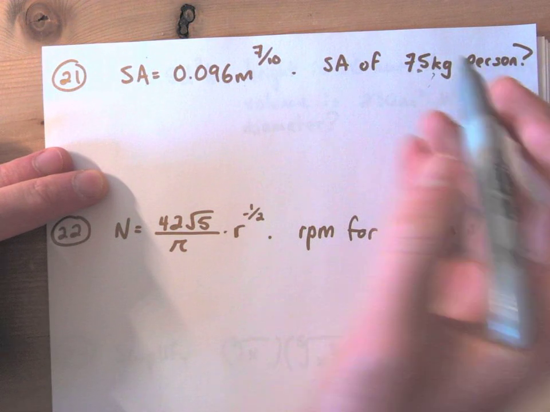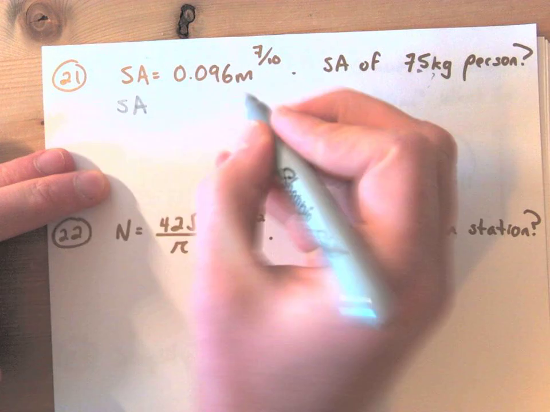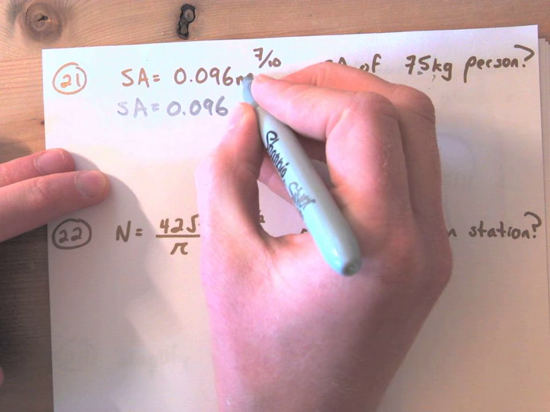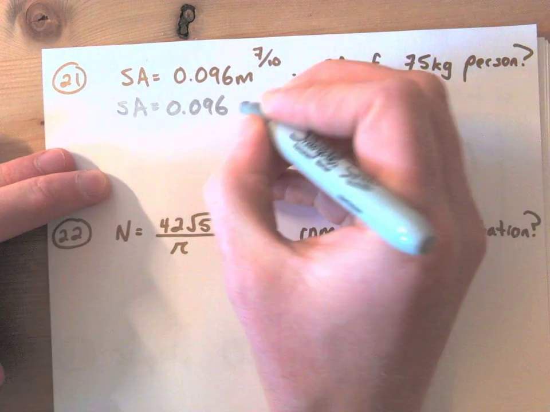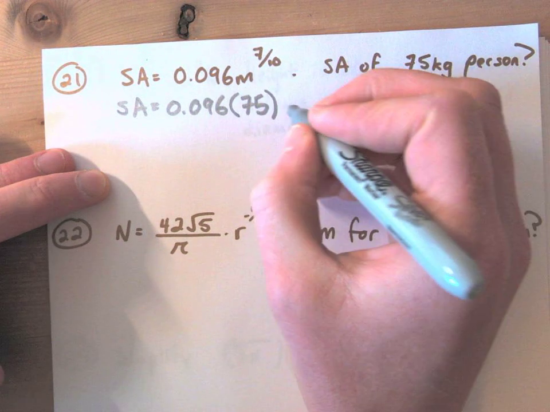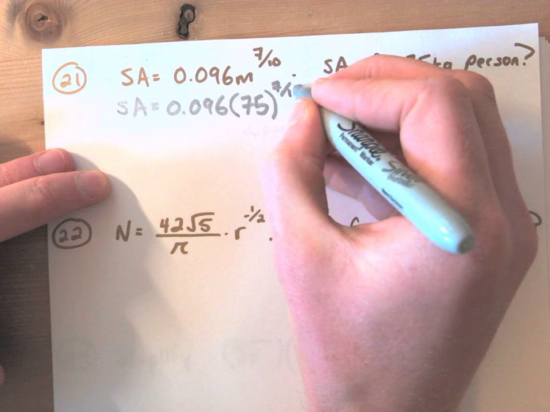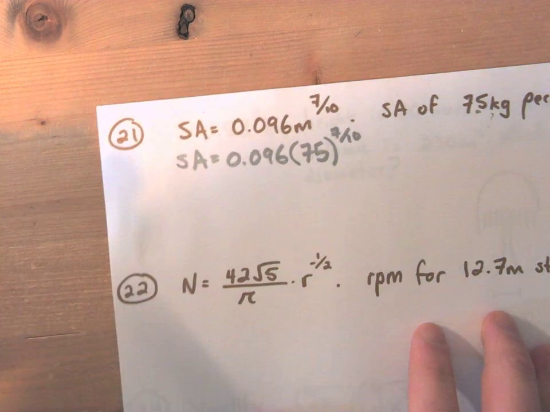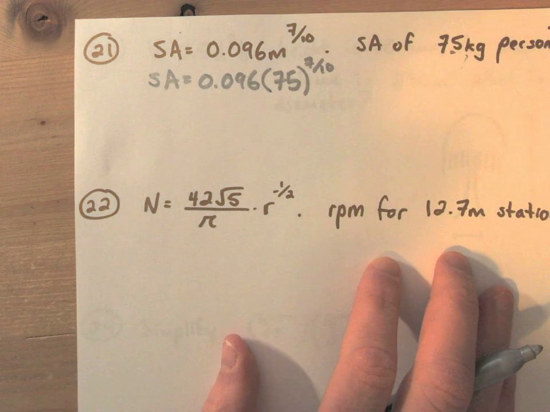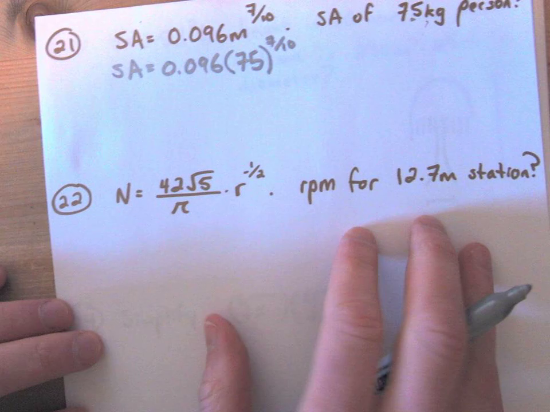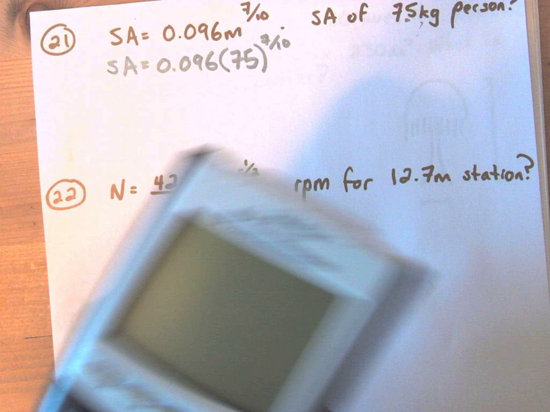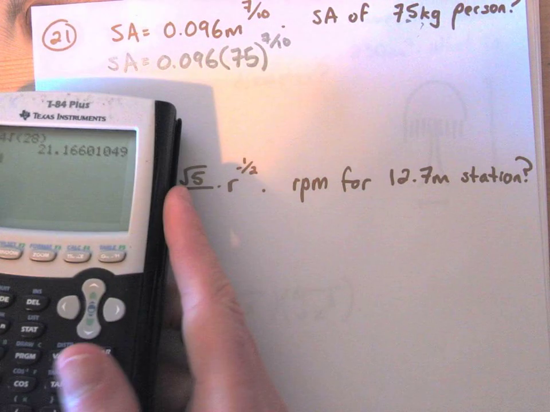So surface area of a 75 kilogram person. We don't know what surface area is, so I write that again. Now I copy down everything. M, I'm going to fill in though. I know the mass that we're trying to find is 75 kilograms. And then I write the 7/10 over again. So we have this right here. And now it says in the brackets it said calculator. So I can really just type this in and then the question's done.